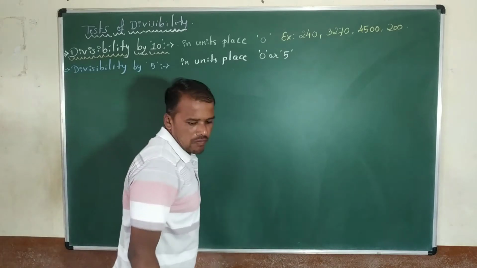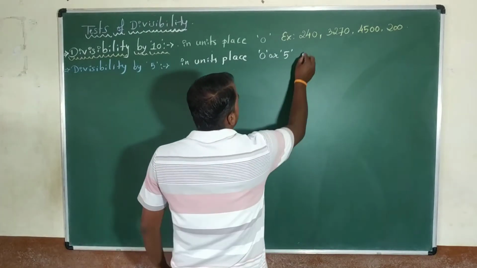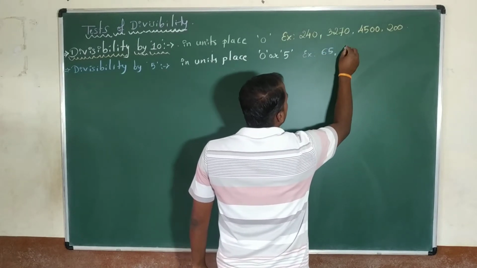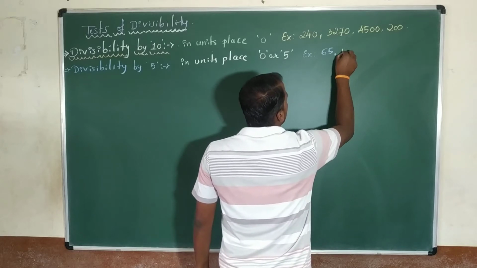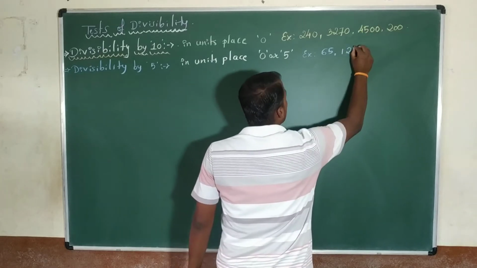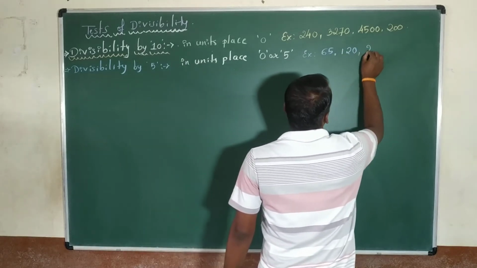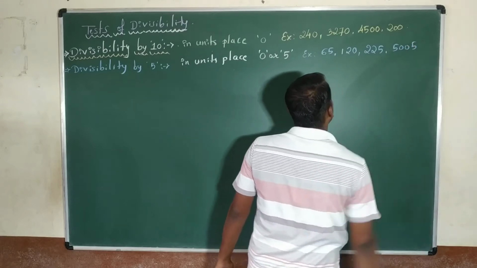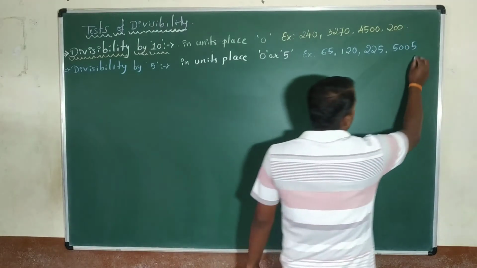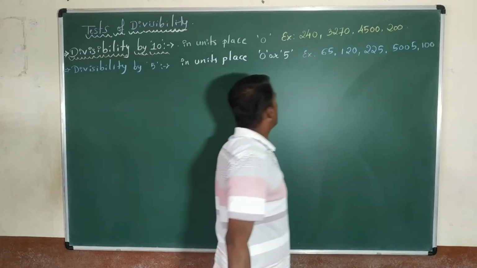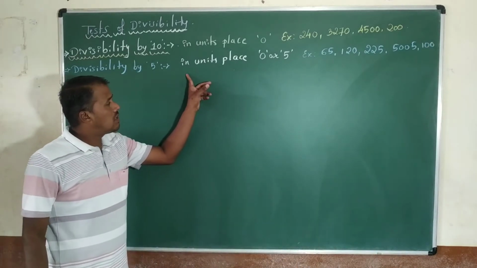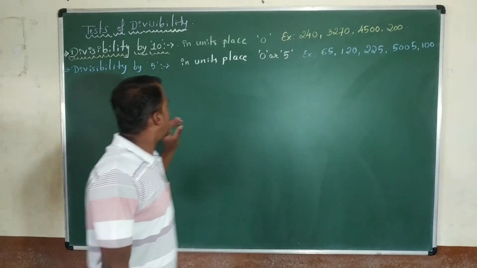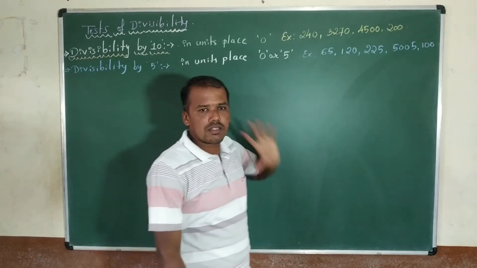For example, write here: 65, 120, 225, 5005 is divisible, or 100. These are the examples. The number which has 0 or 5 in the units place, then we call that number divisible by 5.